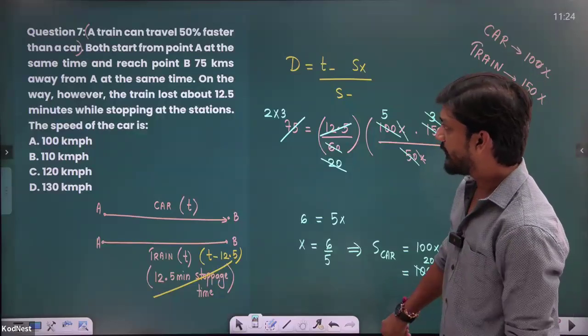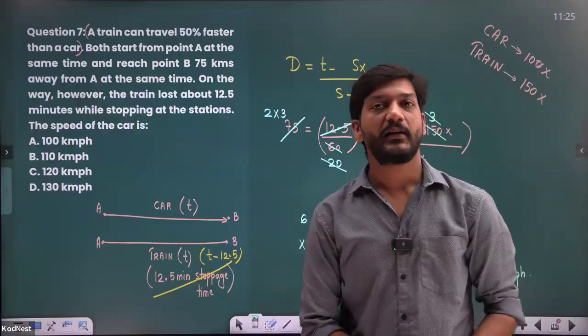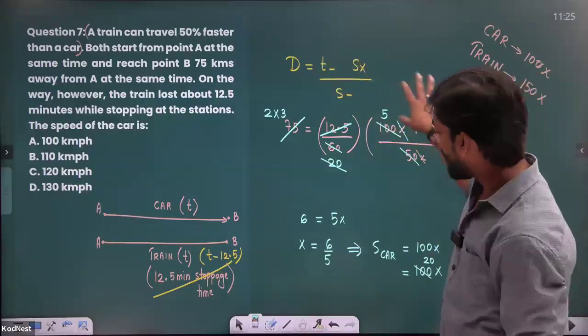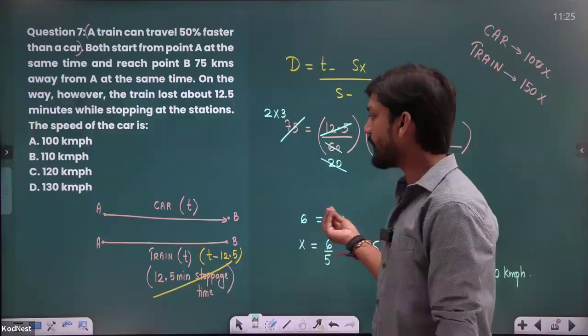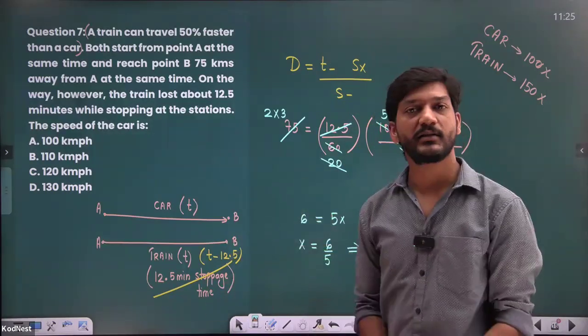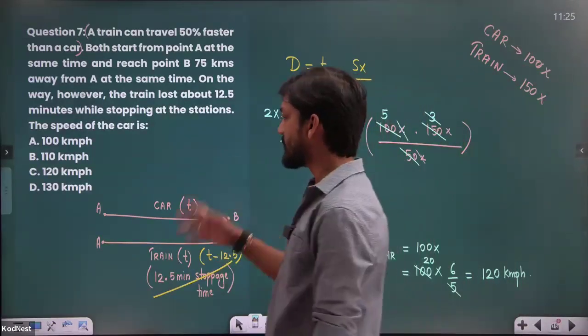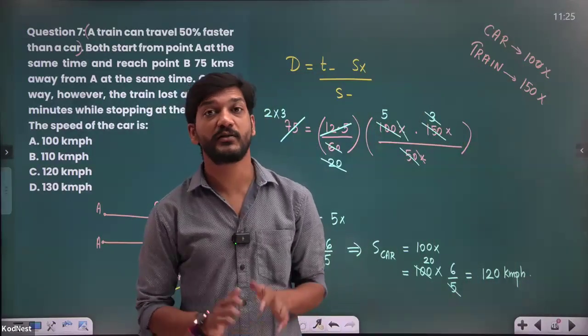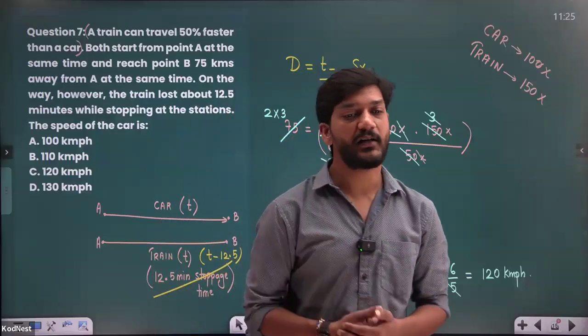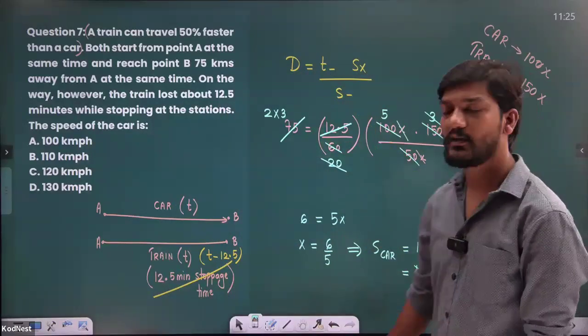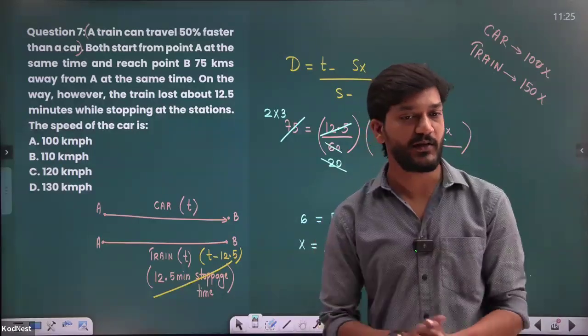All right. So again, in this question, we have applied the same formula, but what we have seen is that the time taken is 12.5 minutes less if we don't take the stoppage time. So the T-minus value is not directly given, but indirectly it is given. So we have applied this formula and solved the question. Carefully see once. Is it clear?